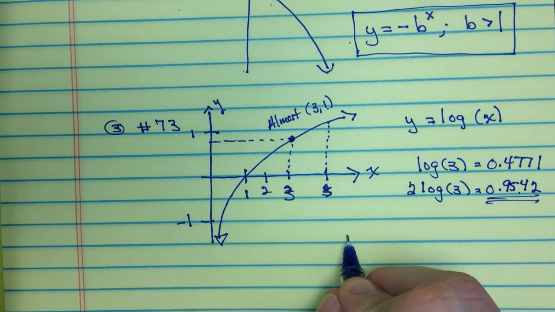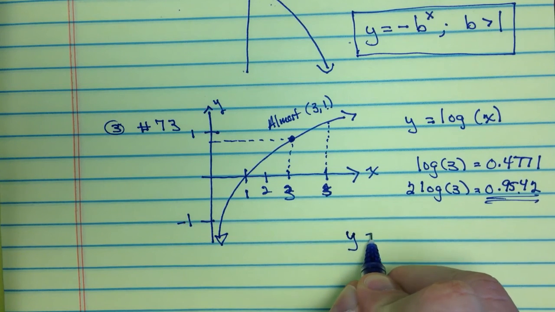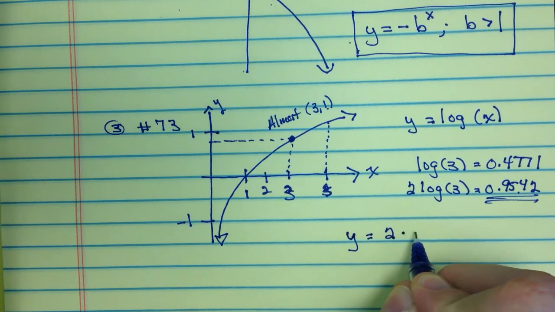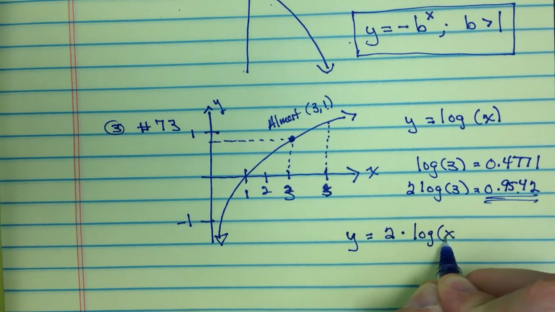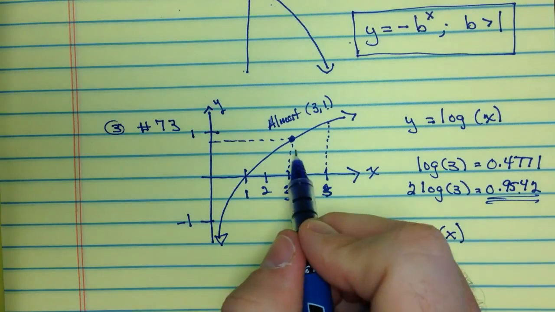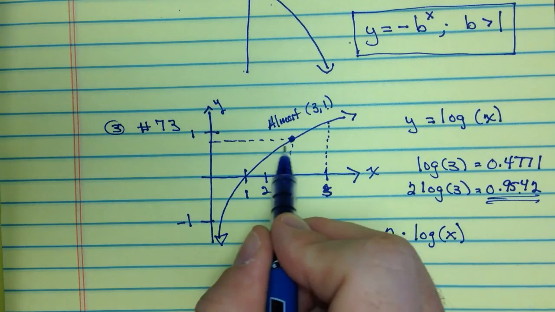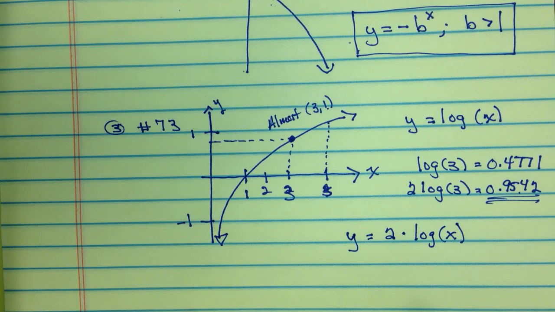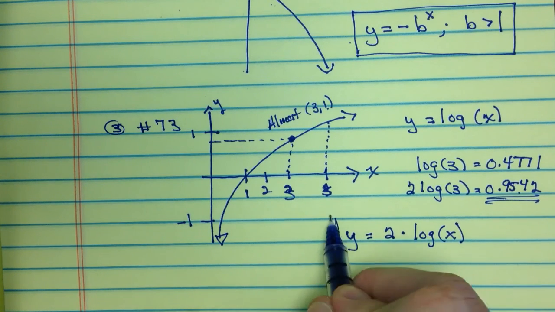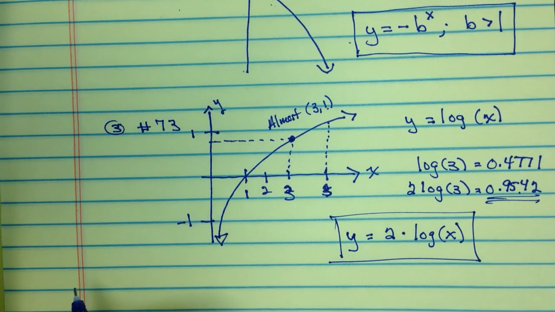So what we can do is think of this as being the equation y equals 2 times log of x. Because if I take my y values and multiply them by 2, I get something that's a little closer to what I have here. All right, so that's what we're going to call that equation.